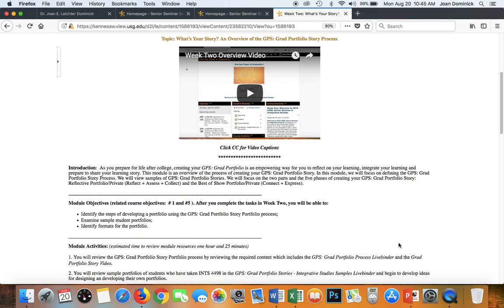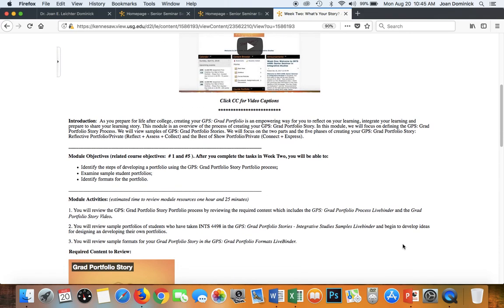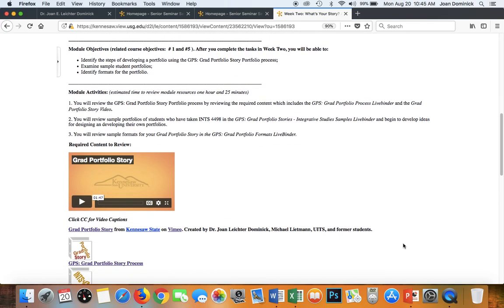We will review samples of the GPS grad portfolio stories, and we will focus on the 2 parts of the 5 phases of creating your GPS grad portfolio story: reflective and private, which is reflect, assess, and collect, and the best of show portfolio, which is your public portfolio, connect, and express. Okay, so let's look at the objectives.